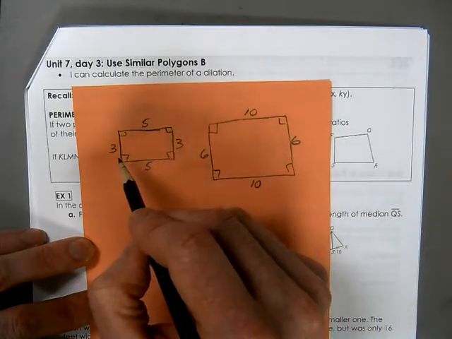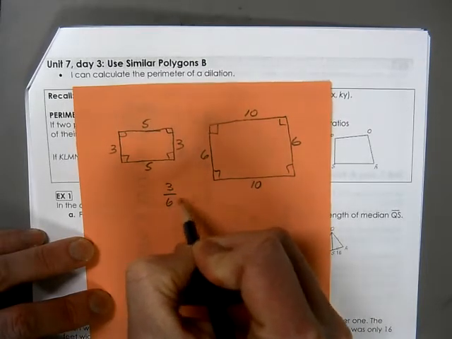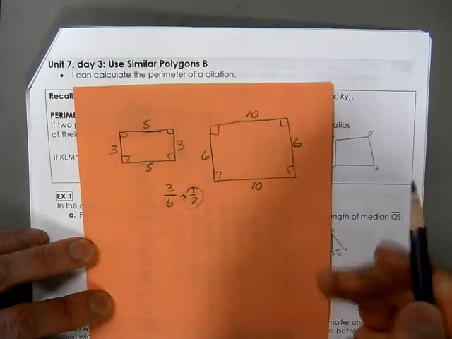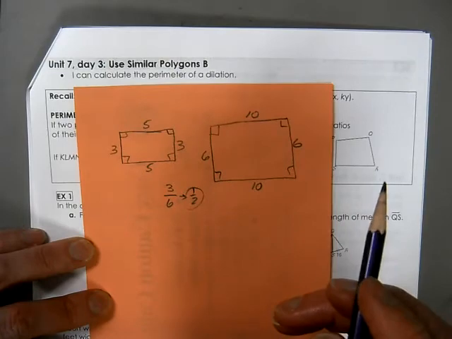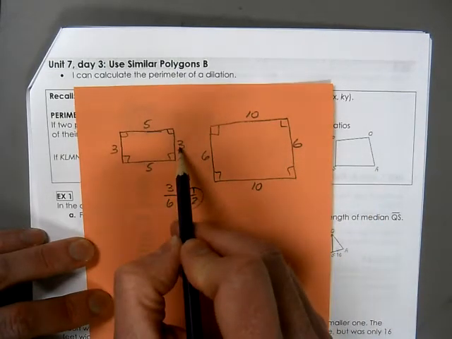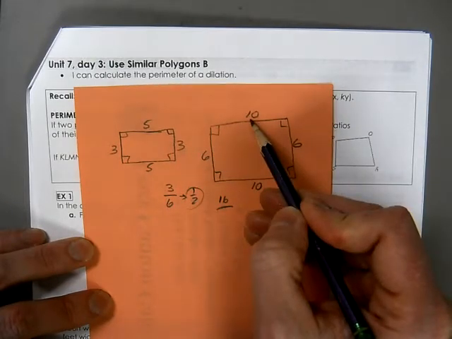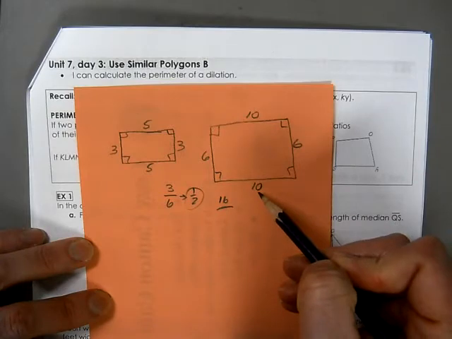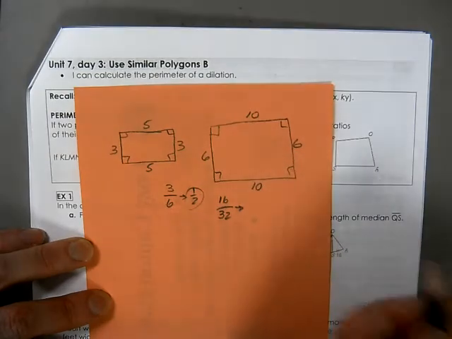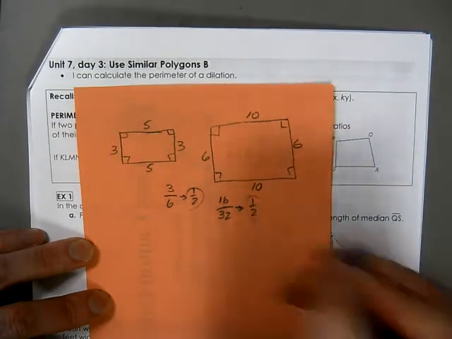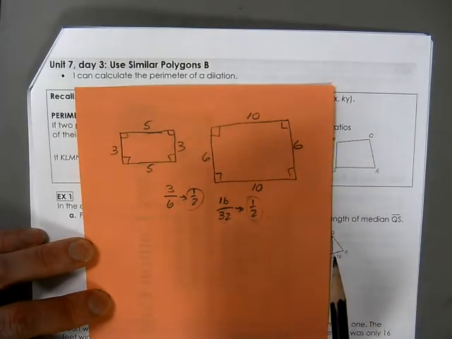We can also look at their scale factor. So their scale factor is 3 to 6, which reduces to 1/2. And that's true between any of the corresponding sides. Now let's look at the perimeters. This adds up to 16. This adds up to 32. And that would reduce down to 1/2. So the perimeters also have the same scale factor as any of the sides.